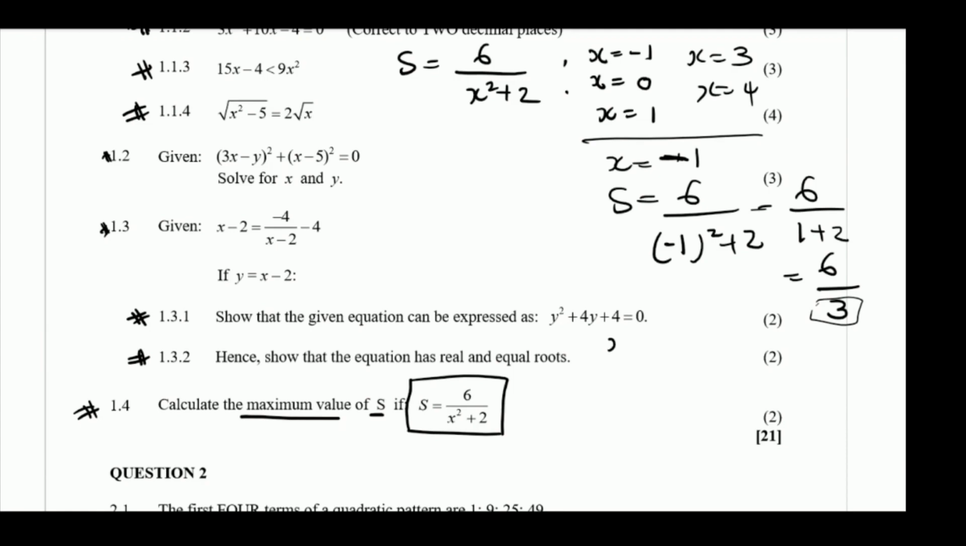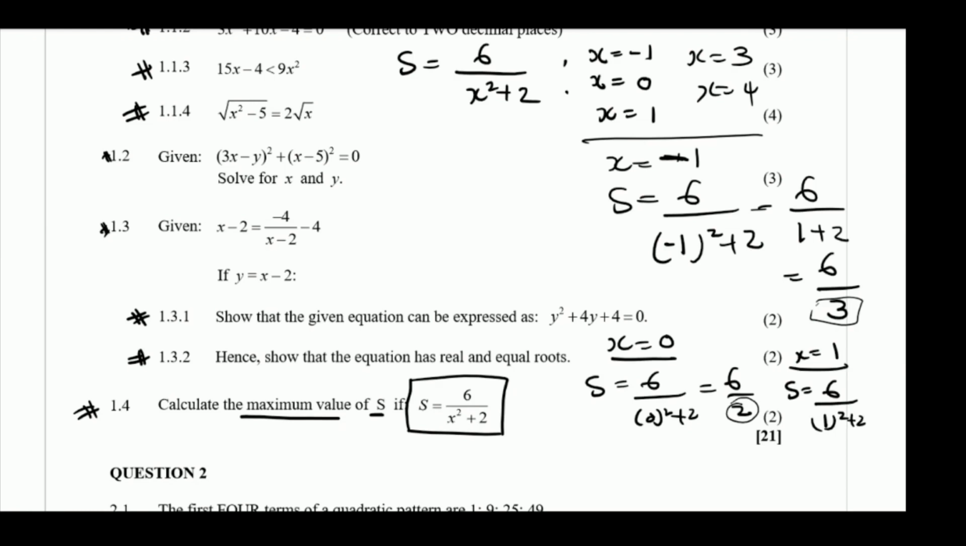Let me test for x equals 0. So s is equal to 6 over 0 squared plus 2. So our expression is 6 over 2. So the denominator is 2, it's small. Let me test for x equals 1. So s is equal to 6 over 1 squared plus 2. So it's going to be 6 over 3 basically.